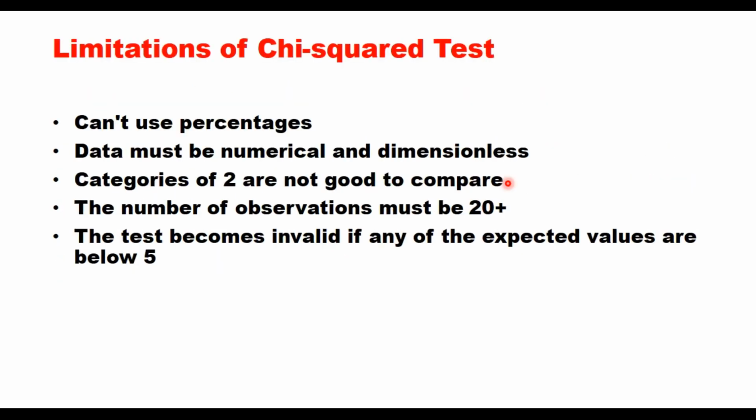The limitation of chi-square test is that it cannot be used on percentages. You have to convert that into frequencies. Data must be numerical and dimensionless. Categories of 2 are not good to compare. And the number of observations must be more than 20. And the test becomes invalid if any of the expected values are below 5.